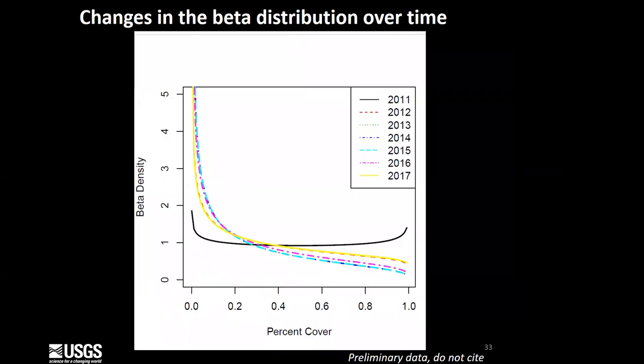And what's interesting is when you fit the beta distribution to this, we do see that the shape has changed, which would suggest that the spatial aggregation has changed for cheatgrass after the fire came in. So at first it starts out as this U shape, pre-fire, and then post-fire, it turns into that L-shaped distribution.